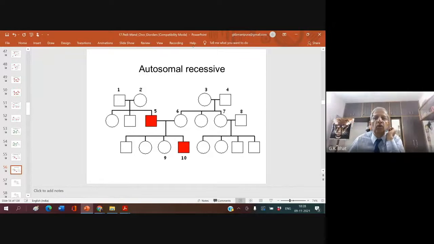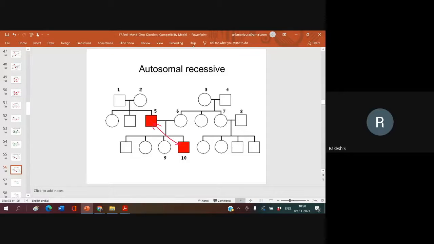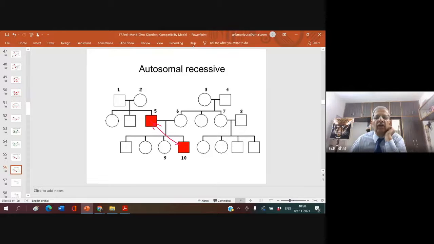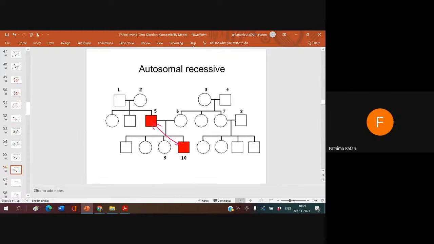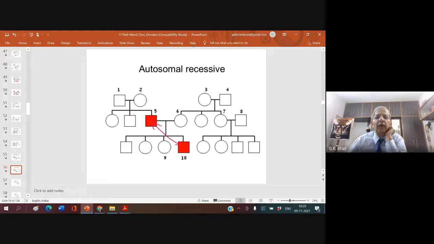Why? You cannot have a carrier in the third generation like this if it is sex-linked, because it is passed from father to son. It cannot be sex-linked. It should be autosomal recessive.